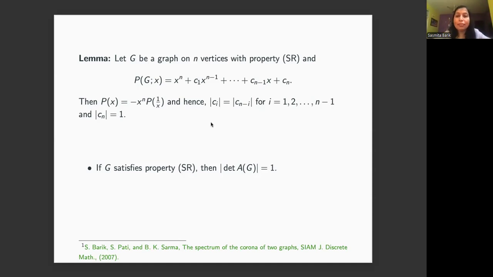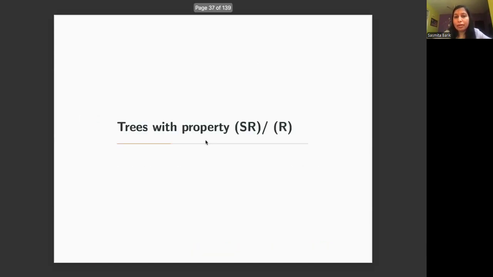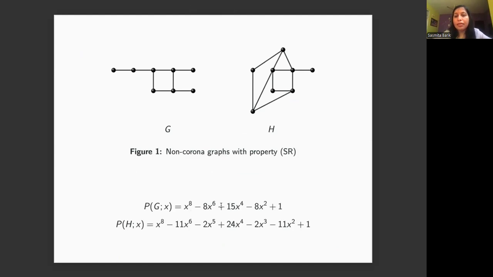And if it's palindromic or anti-palindromic, then Pless has already proved that the polynomial has roots lambda and 1/lambda with the same multiplicity, so it will satisfy property SR if you are considering the characteristic polynomial. So in the examples that I gave, you can see that this polynomial is a palindromic polynomial. This polynomial is also a palindromic polynomial. So I conclude that both the graphs satisfy property SR.